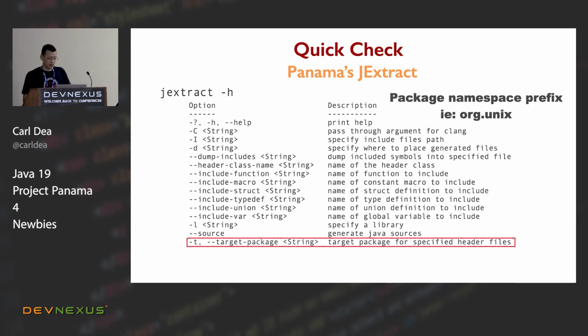-t is when you target a header file, as I'll show you in a minute. You'll want to have it in a different namespace, depending on how it's organized within the generated source. When the generated source gets generated, you don't want it at the top level. You want it like org.unix or something relative to the library. Like if it's TensorFlow, you might want to say org.tensorflow, and then all the generated stuff would go under that package name.